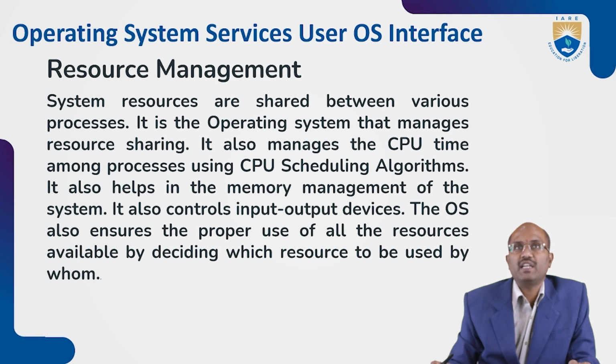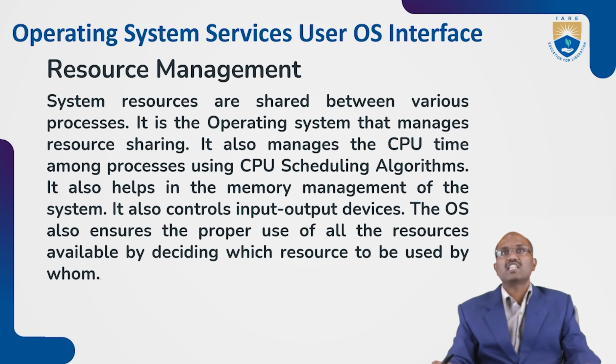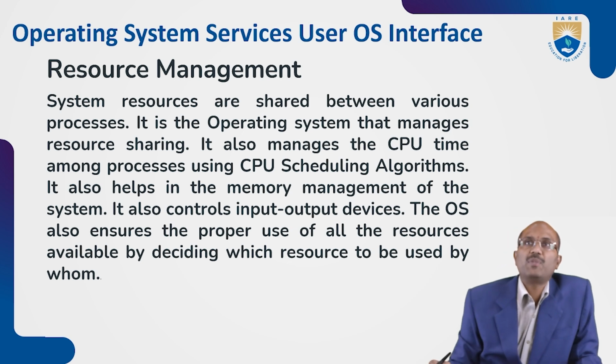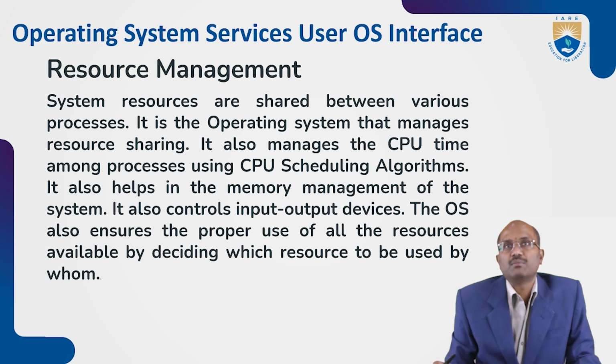System resource management comes under resource management. System resources are shared between various processes. It is the operating system that manages resource sharing. It also manages the CPU time among processes using CPU scheduling algorithms. It also helps in memory management of the system. It also controls input-output devices. The operating system also ensures the proper use of all the resources available by deciding which resource is to be used by whom.